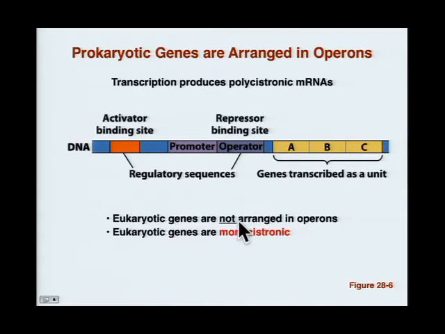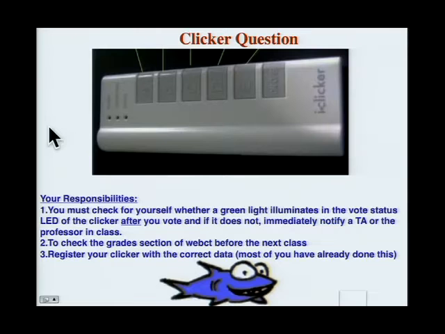So eukaryotic genes are not arranged in these operons where you have multiple functional genes. They're monocistronic. So you have one promoter, and then you have one functional gene. Okay, and so the regulation of eukaryotic genes is much, much more complex than prokaryotic genes. In general, in eukaryotic genes, it's the activation of transcription. The transcriptional machinery binds pretty weakly to the promoter, and it's activating sequences that can be way upstream, they can be downstream of the gene, they can be within introns of the gene. Okay, so it's very, very complex for eukaryotic transcription. So I think that's it for prokaryotes.